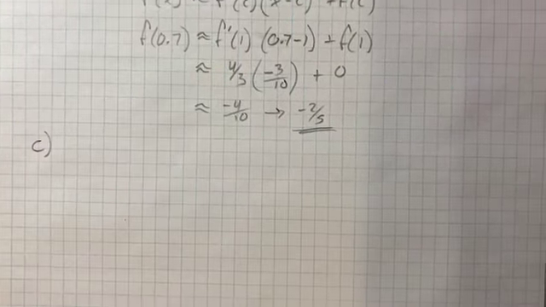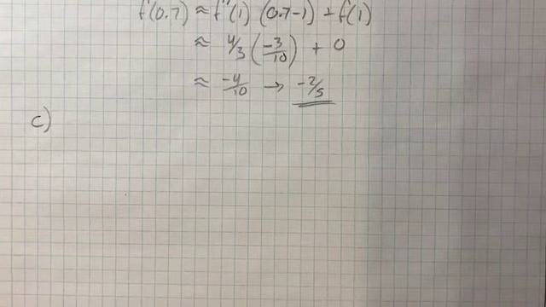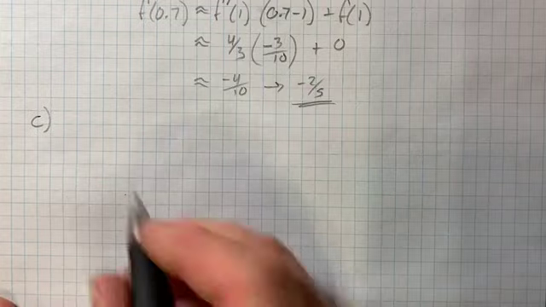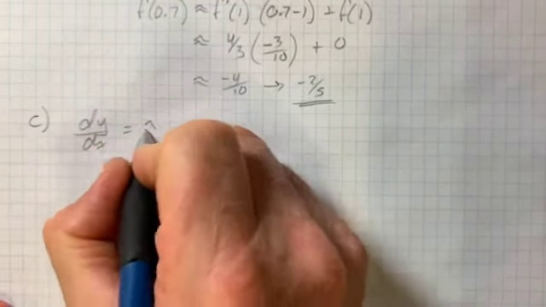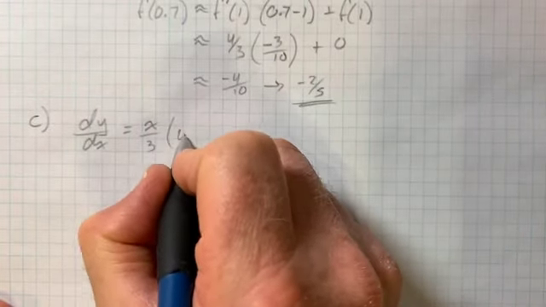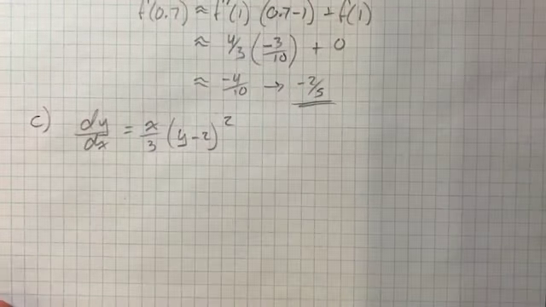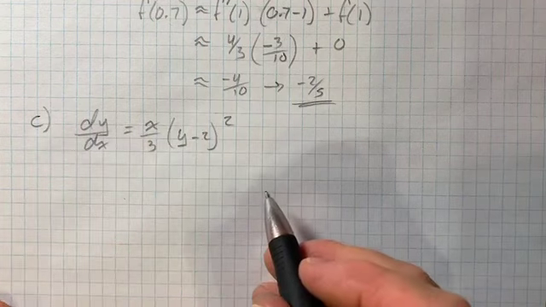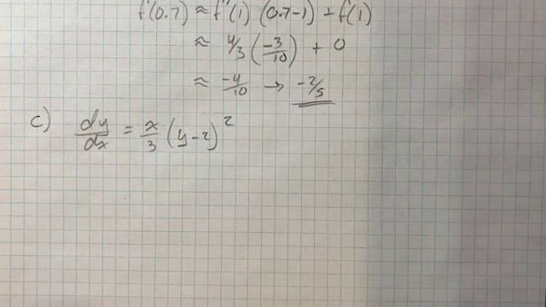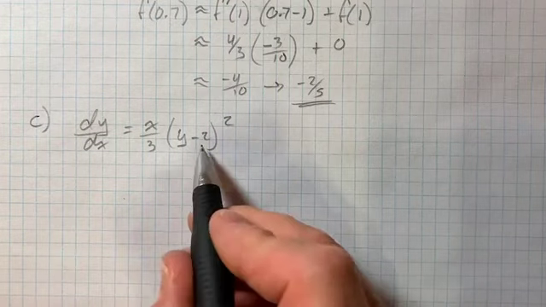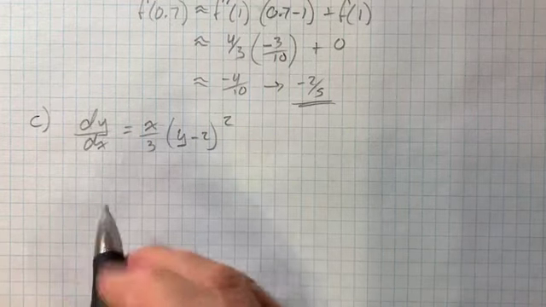Now let's do C. C is where we're actually solving the differential equation. Now in the differential equation, here we go. dy by dx is equal to x over 3 times y minus 2 squared. I want to separate this. I want to separate the left and the right, and it says find a particular solution with f of 1 is equal to 0. So y is going to go over here, x is going to, okay, so hang on.